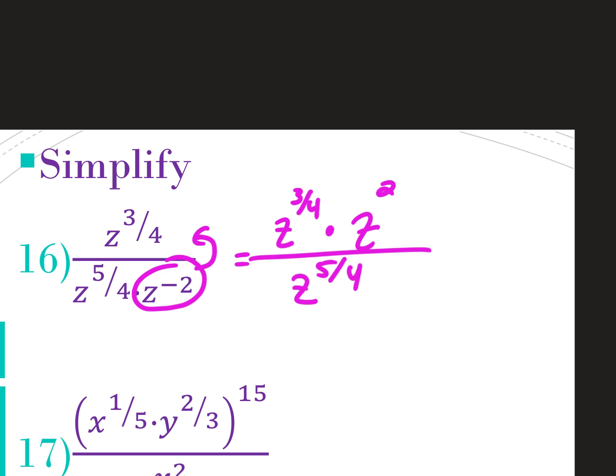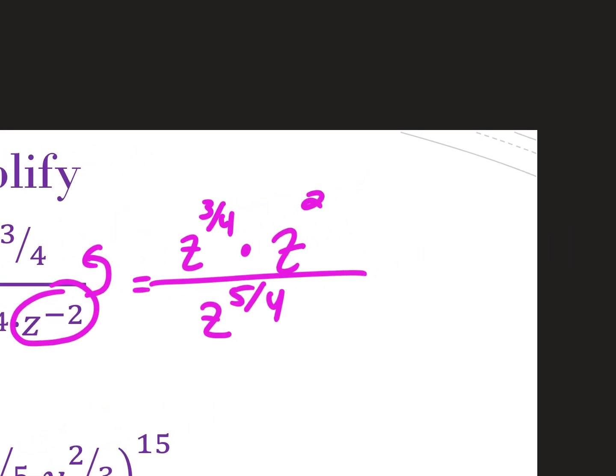Make sure your numerator is simplified and your denominator is simplified, and then you can worry about simplifying numerator over denominator. But in the numerator, if I have the same base and I'm multiplying, what do we do? We rewrite the base, correct? And do what to the exponents? Add them. Can you add 3/4 and 2?